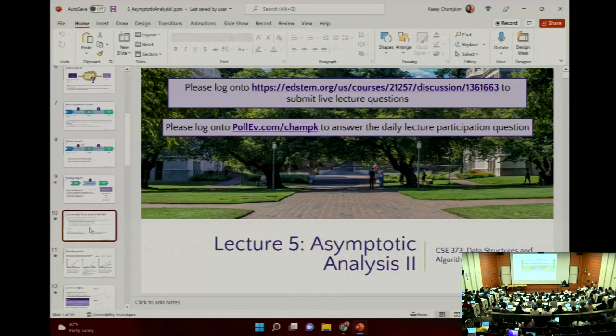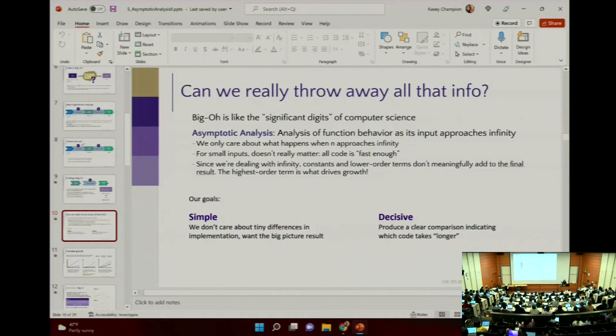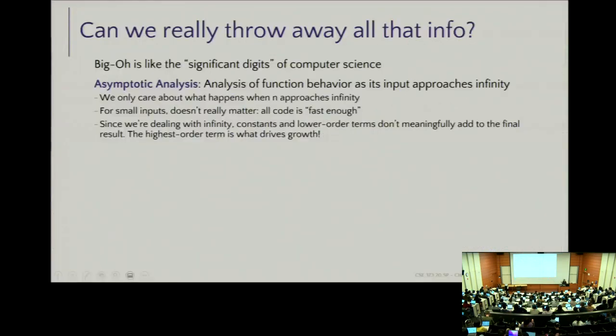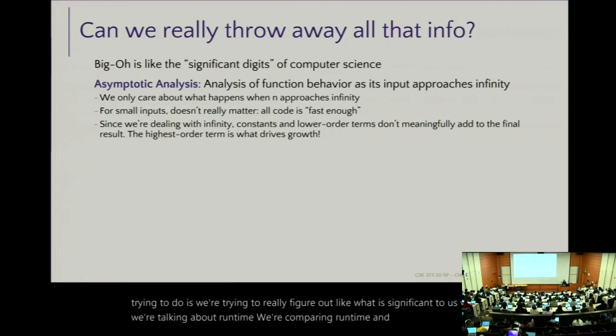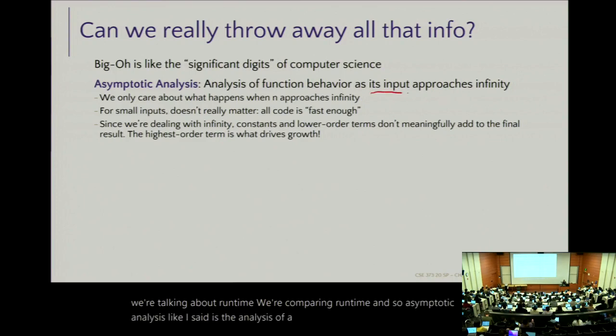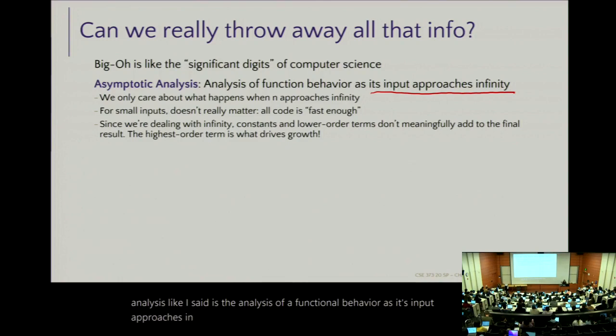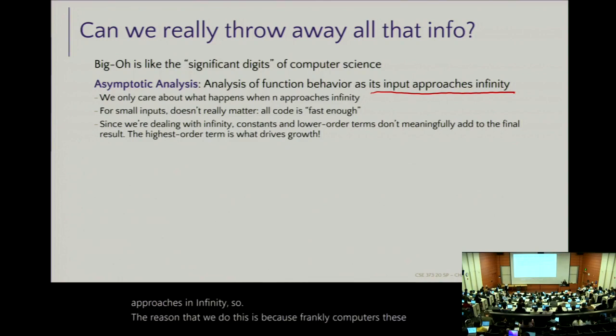So if we come back in, let's talk about this. Can we really throw away all that info? When we're talking about Big O, what we're really trying to figure out is what is significant to us when we're comparing runtime. Asymptotic analysis, like I said, is the analysis of a function's behavior as its input approaches infinity. The reason that we do this is because, frankly, computers these days are so gosh darn fast.